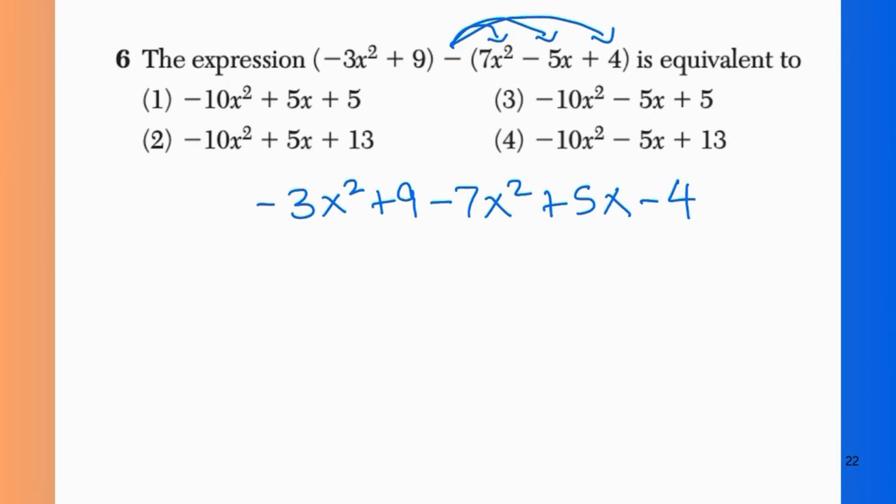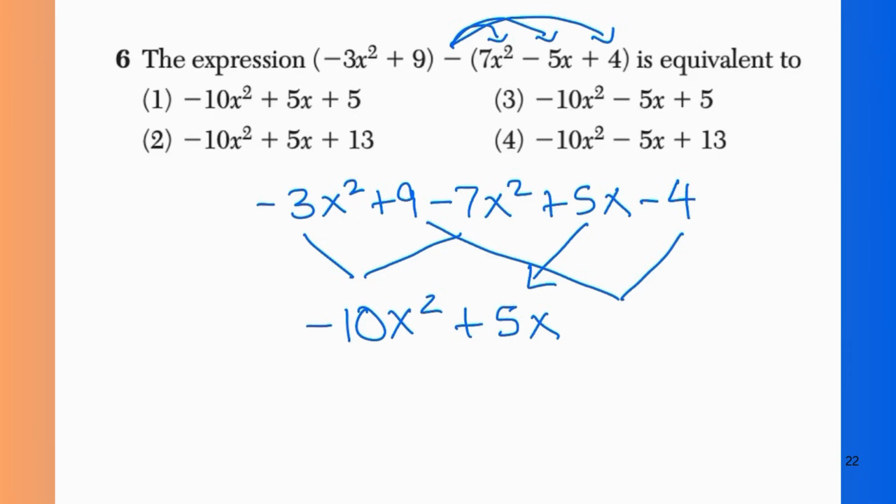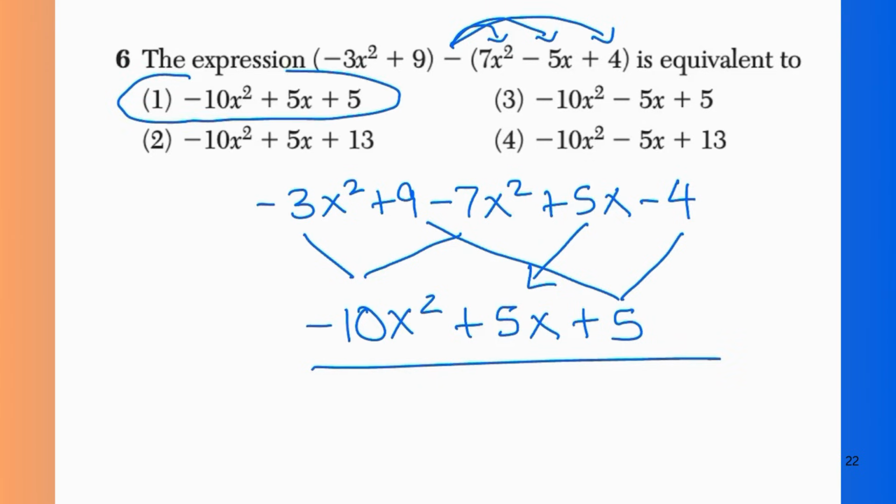And now we're just looking for like terms to combine. So we have negative 3x squared minus 7x squared. Remember that you always look at the sign that is in front of the term. So that's going to give us a negative 10x squared. Then we have 5x, which doesn't have any like terms. It was positive, so we're going to keep it positive. And then we have the constants, which of course are like terms, 9 minus 4, again, because we're looking at the sign that is in front of the term. 9 minus 4 is a positive 5. So this is our answer, which matches up with answer choice number 1.